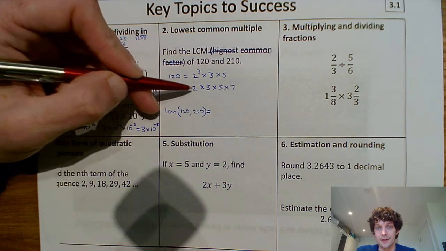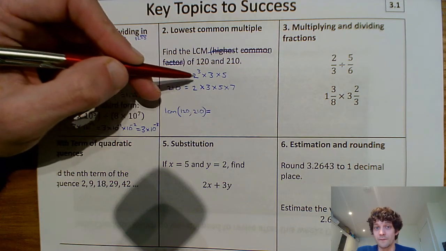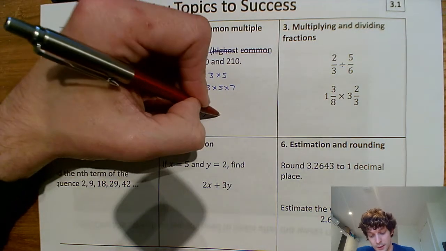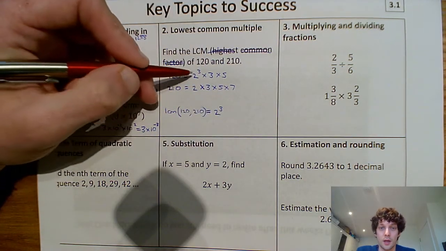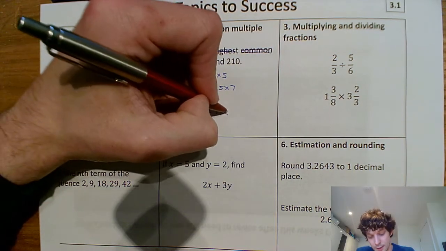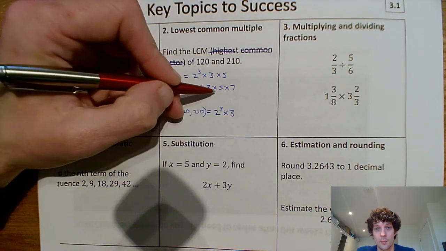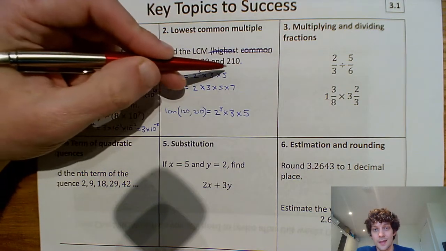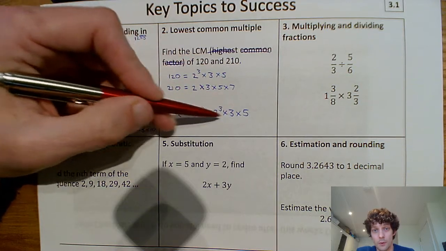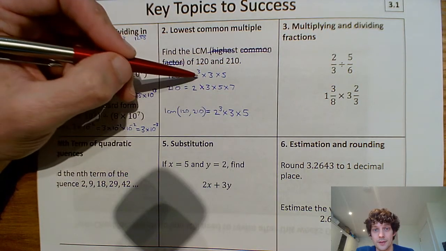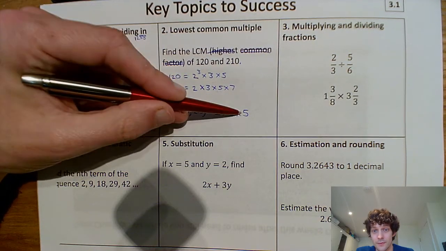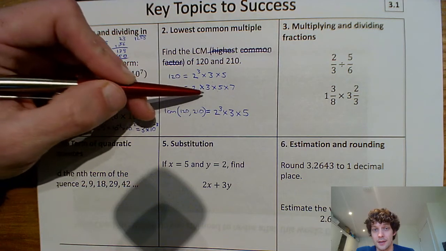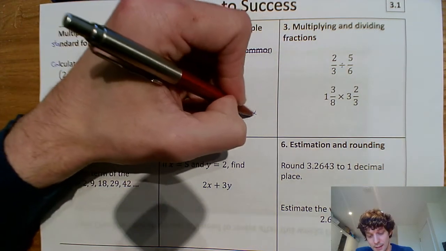Well, for 210, I need 1, 2, 4, but that wouldn't be enough to get me 120. I need 3 2's there, so I need to have 2 cubed. I've got 1 3 in both, so I need just 1 3 to cover both. 1 5 in both, so I just need 1 5. 120 doesn't need a 7, so this number would already be a multiple of 120, because I've got 2 cubed times 3 times 5. In fact, it would be 120. But to make it a multiple of 210, I also need to have this 7 in here.